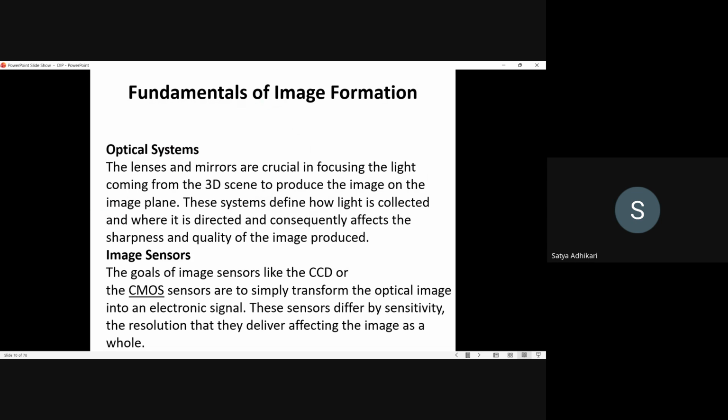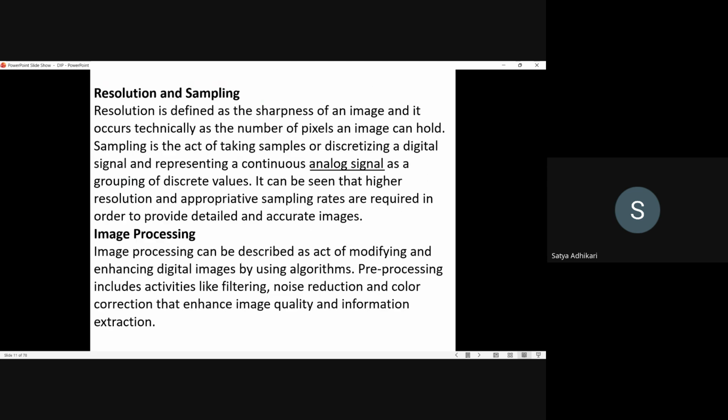The goal of an image sensor like a CCD or CMOS sensor is to transform the optical image into an electrical signal. These sensors differ by sensitivity and the resolution that they deliver, affecting the image as a whole. So the image sensor is also there, the optical sensor is there.